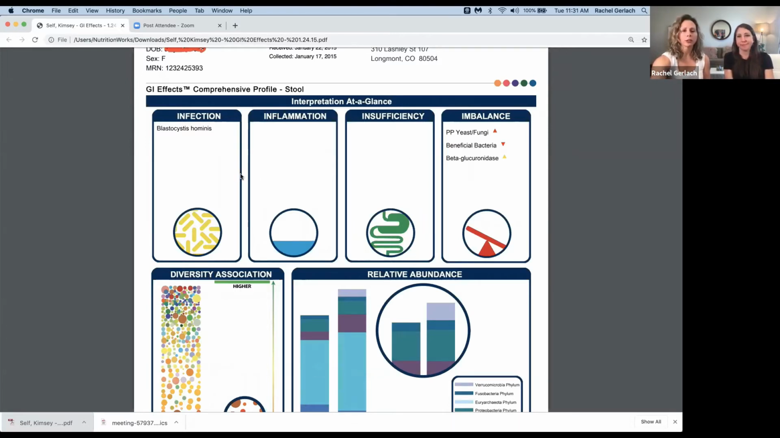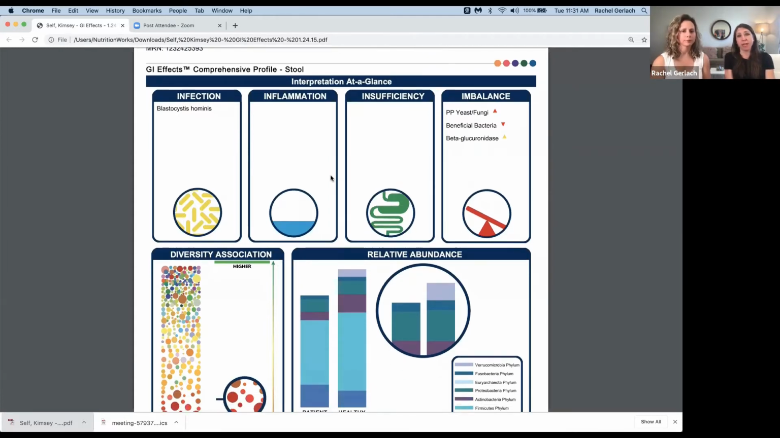So, quick question, everybody's wondering, how do you get these infections? Great question. So a few different ways, depending on what kind of infection it is.